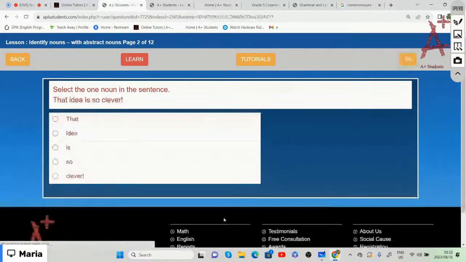That idea is so clever. We need to select one noun in the sentence. Is it that? Is it idea? Is it is? So? Or is it clever? We need to choose or select the one noun within that sentence. That idea is so clever.